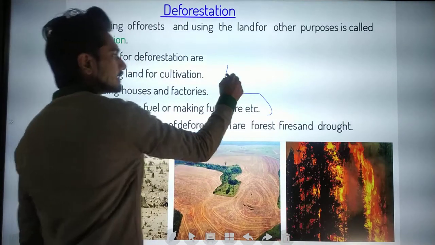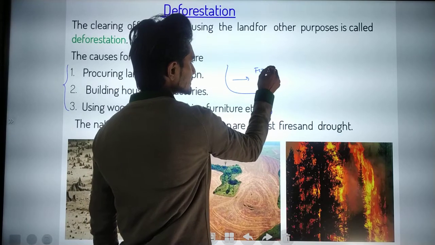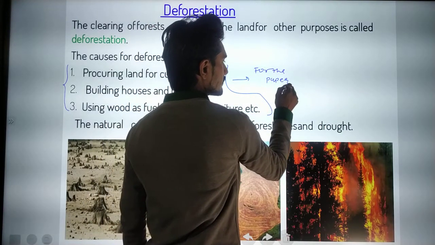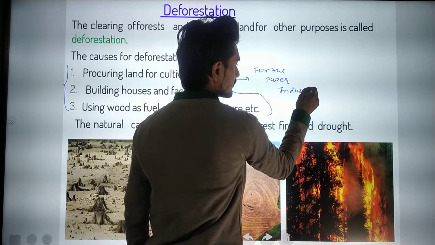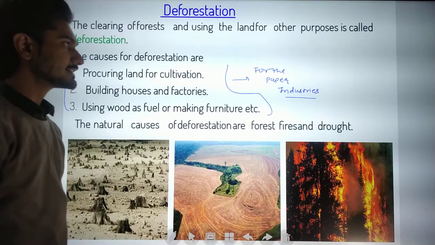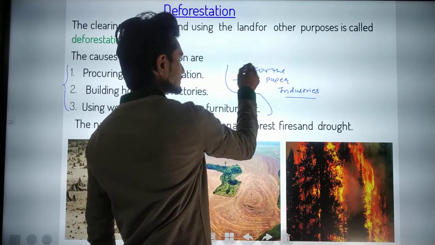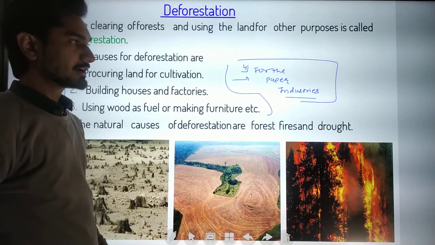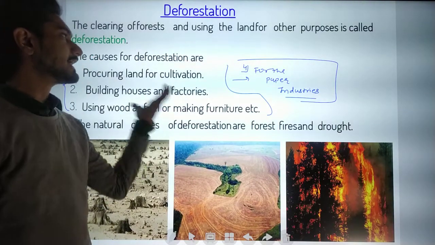Also, you can add another reason for the paper industries. This is also a reason regarding the deforestation. This is the fourth reason. You can add that up. Okay, it is not an issue. But these are the artificial reasons.